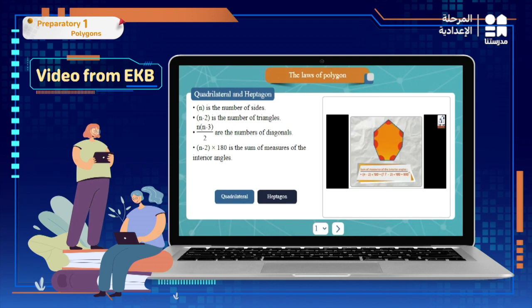Now, we are going to calculate the sum of measures of the interior angles of the heptagon by substituting in the shown law. Hence, the number of sides minus 2 multiplied by 180 equals 900 degrees, and that result was the sum of measures of the interior angles of the heptagon. Now we have another exercise.